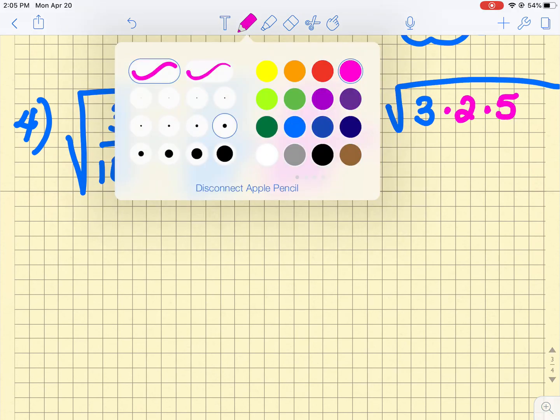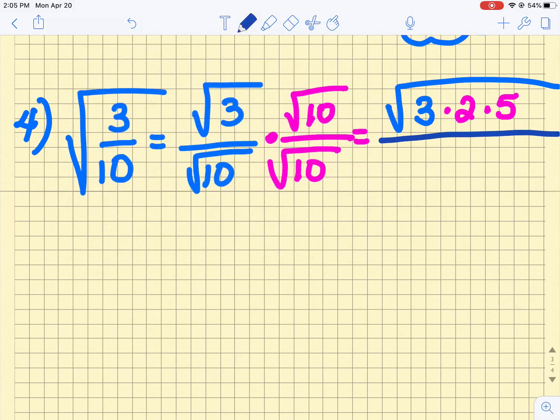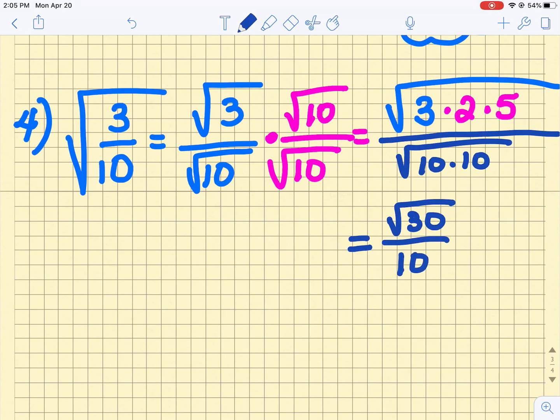In the denominator, we have a root 10 times root 10. Numerator, nothing can come out, so that's just root 30. Denominator, 10 comes out. Again, the 30 and 10 cannot cancel out. One's underneath a radical, that changes it completely. So this is my simplified answer, root 30 over 10. Let's try another one.